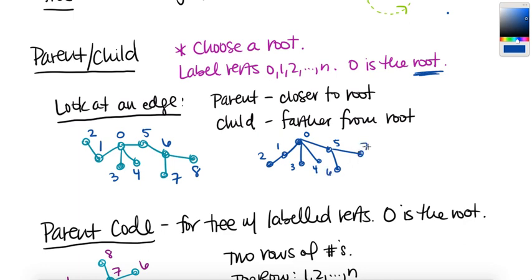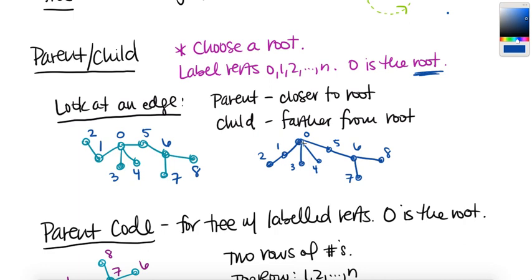Whoops, that was a mistake. Let's go back and check. From 5, we get vertex 6, and then from 6, we get 7 and 8. So we can sort of see, right, how things get further and further from the root.